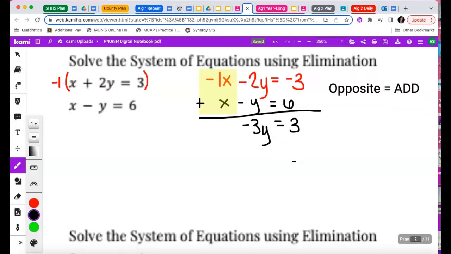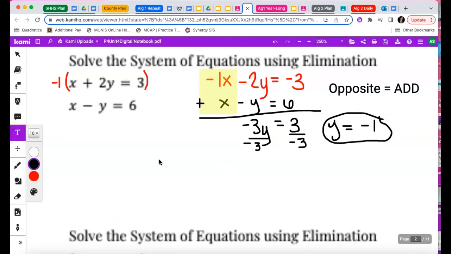I need to do the opposite of multiply by negative 3. So that means I'm going to divide by negative 3. So that gives me y is equal to 3 divided by negative 3, which is equal to negative 1. So notice that we got the same answer. We got y is equal to negative 1.